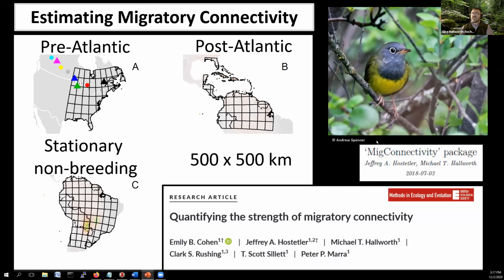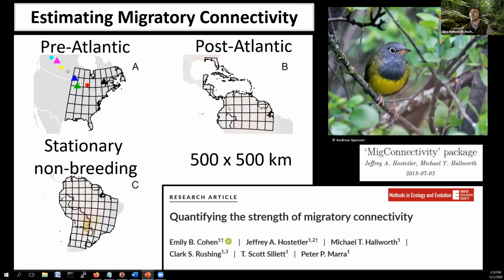We estimated connectivity using the MigConnectivity package, which I helped create. In part of that package, we needed to define target regions, regions where these birds could go. So I created 500 by 500 kilometer grid cells that span some areas of interest. The first one was the pre-Atlantic stopover sites, where their stopover is roughly 10 days. So we're fairly confident in where they were stopping over based on the uncertainty in the light level tags.